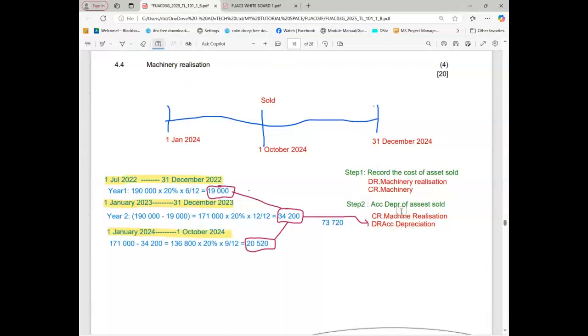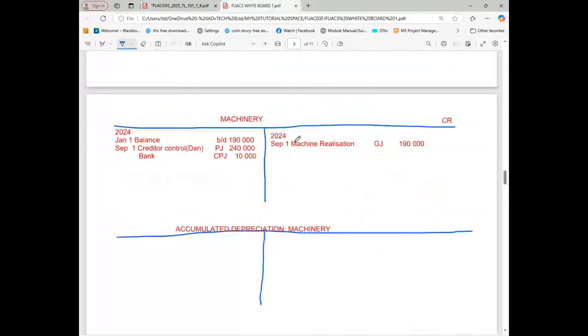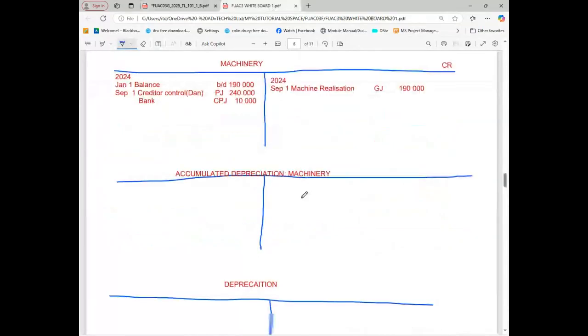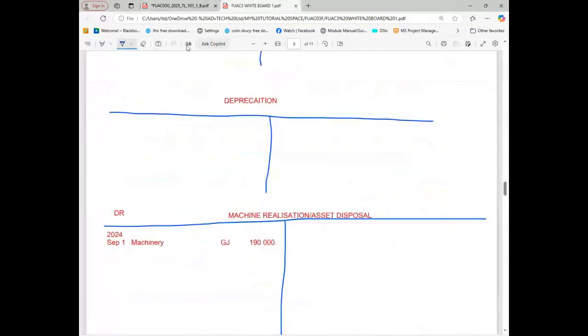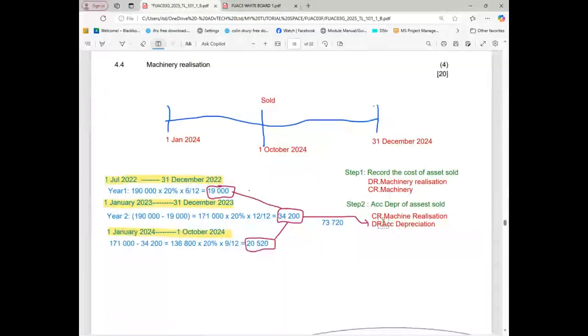Now we can go and record in those accounts. Already we know where to go. Can you see now? We can start with the machine realization. We said under which side for machine realization? Debit, I think so. Check there. No, it's credit. Can you see?